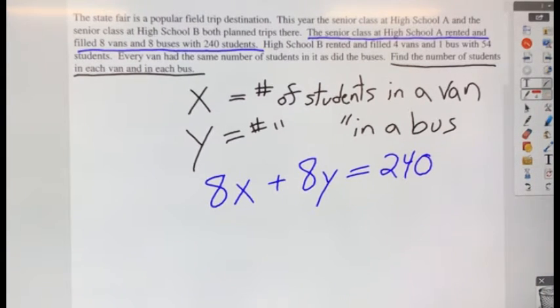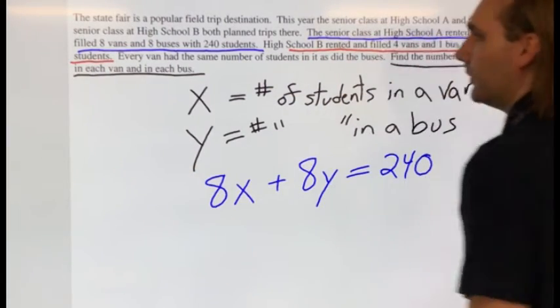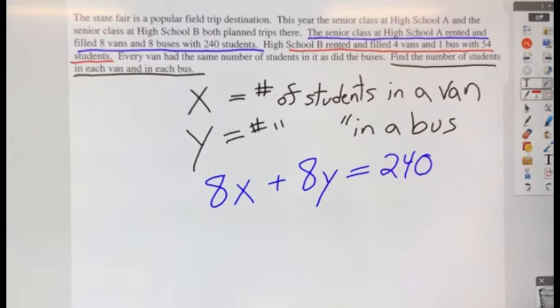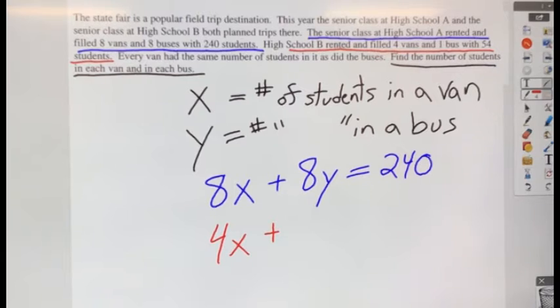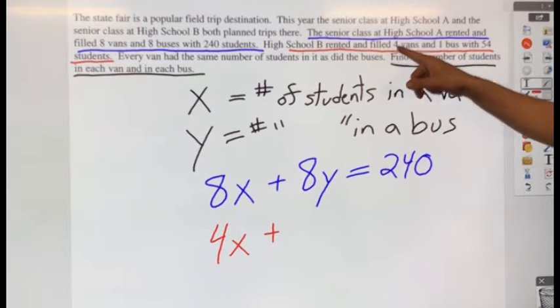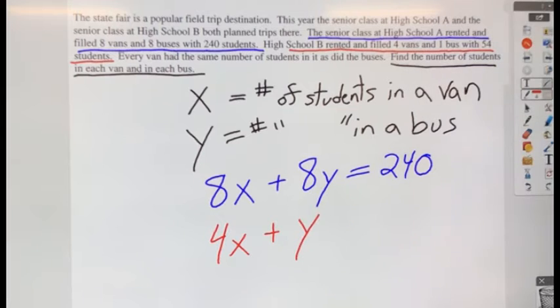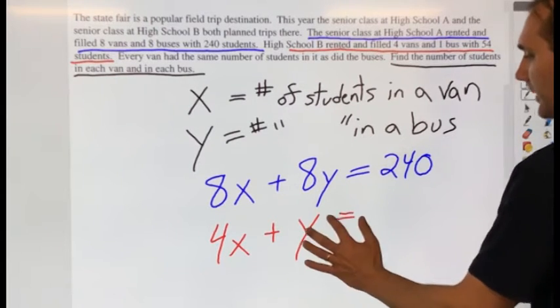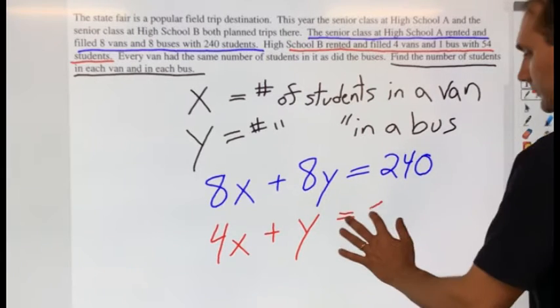Next sentence gives me my second equation. High school B filled 4 vans and 1 bus with 54 students. So what does that equation look like? 4X, plus Y. 4 vans, and how many buses? Only 1. Not in terms of this problem, the vans and buses aren't the same thing. That equals 54 students total.